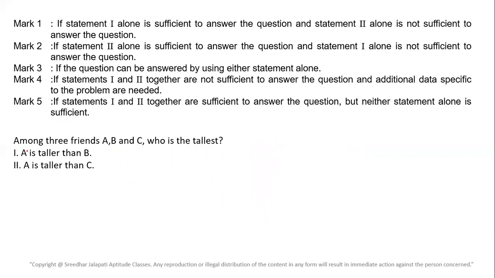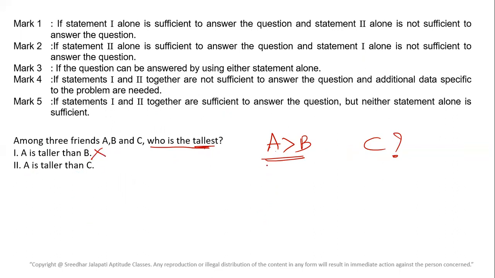Okay, here is the first question. Among three friends A, B, C, who is the tallest? That is the question. First statement, A is taller than B. From the first statement, we know that A is taller than B, but to say whether A is tallest or not, I should know about C also. We don't have any information about C in the first statement. Therefore, 1 alone is not sufficient.